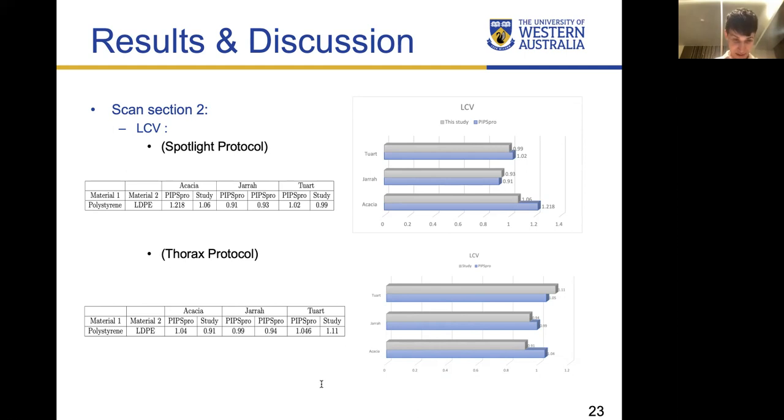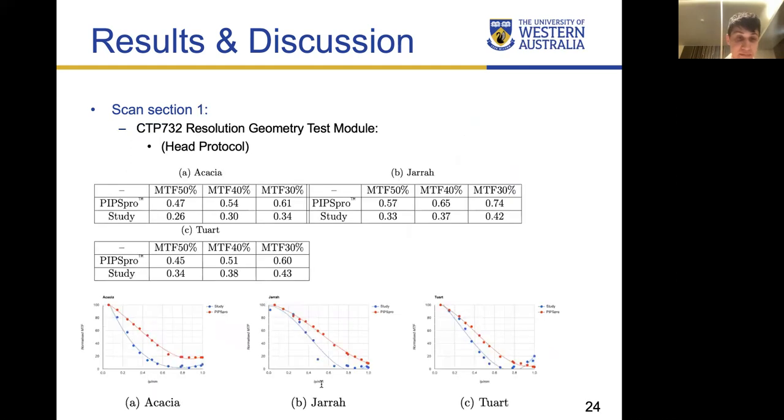Thorax protocol, significantly higher accuracy by the study, 0.91 compared to 1.4. For JARA as well, 0.49 for the study compared to 0.29 for PIPS-Pro. More accuracy for PIPS-Pro for Thorat, 1.046 compared to 1.11 for the study.